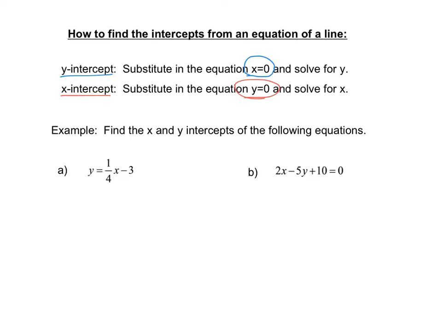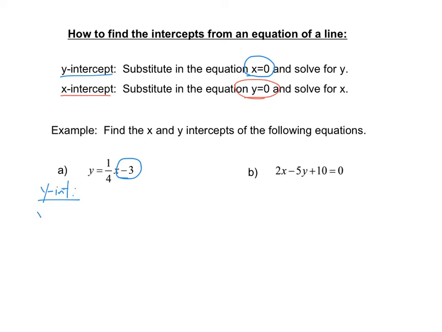So here we have y equals 1/4x minus 3. To find the y-intercept, we'll start with that. Well, you might say you can already tell what the y-intercept is because this equation is in y equals ax plus b, and we would know that the y-intercept should be -3. But let's just check using our new rule to see how it works.